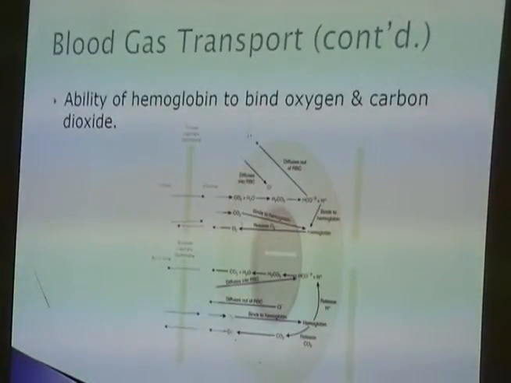Does that make some sense? Okay, high to low. It's always going to go high to low. It's just deciding which side of the membrane in that particular context is high and which side is low.